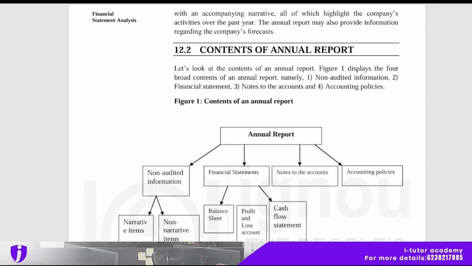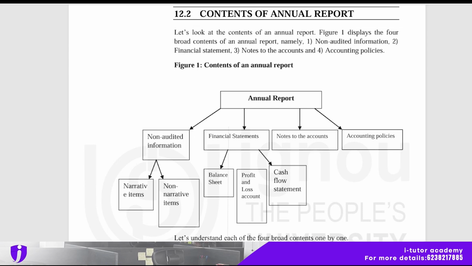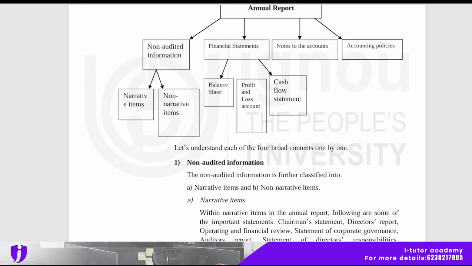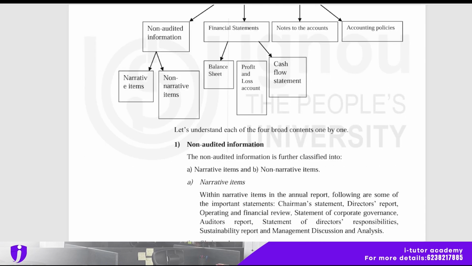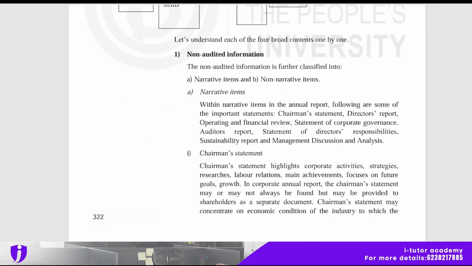Content of annual report. Let's look at the content of an annual report. Figure 1 displays the four broad contents of an annual report, namely non-audited information, financial statement, notes to the account, and accounting policies. Non-audited information is divided again into two, that is narrative item and non-narrative item. Financial statements include balance sheet, profit and loss account, and cash flow statement. And let's understand each of the four broad contents one by one.